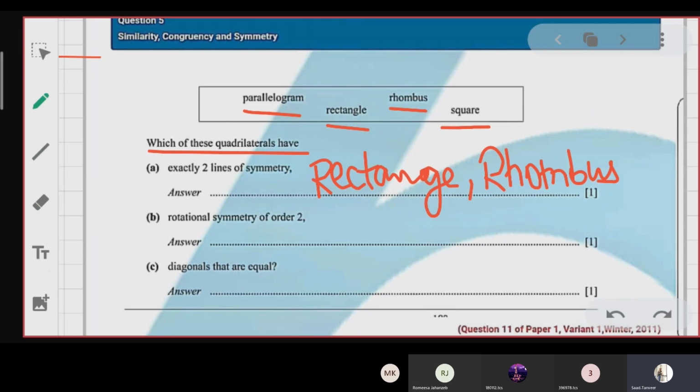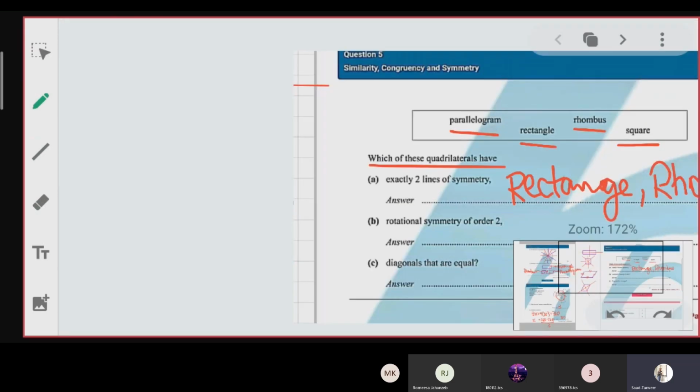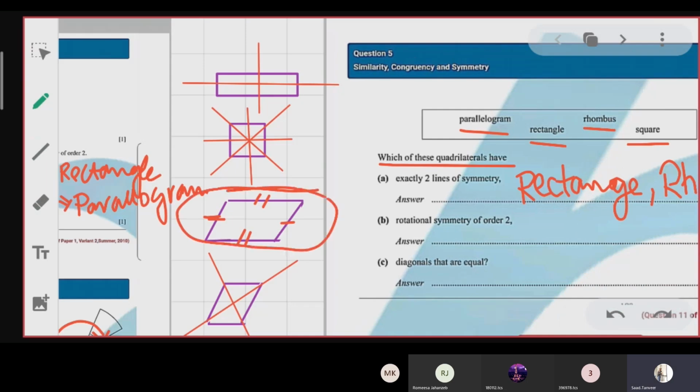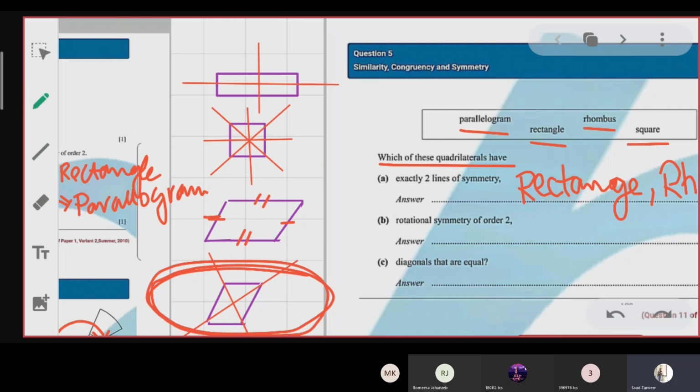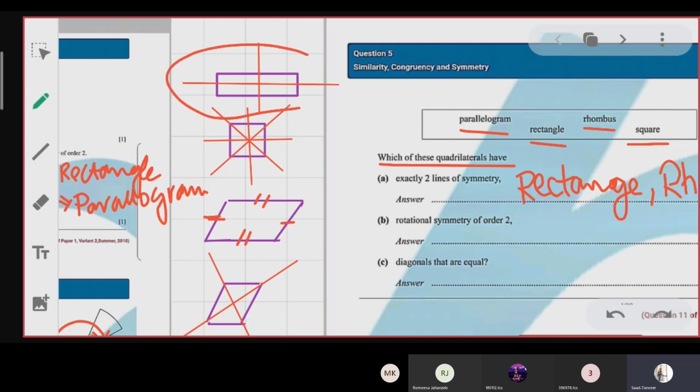Let me tell you about rotational symmetry of order 2. Anyone? So in rotational symmetry of order 2, which shapes will come? You have parallelogram having rotational symmetry of order 2, rhombus having order of rotational symmetry 2, as well as the rectangle also having order of rotational symmetry 2. All three of these shapes have order of rotational symmetry 2.